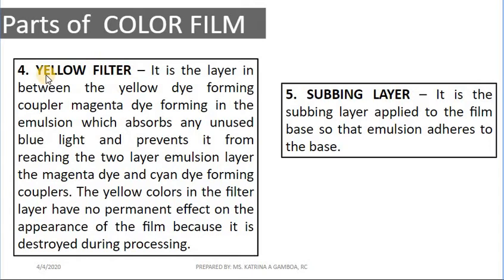Ayan na, meron na tayong yellow filter. It is the layer between the yellow dye-forming coupler and the magenta dye-forming emulsions, which absorbs any unused blue light and prevents it from reaching the two-layer emulsion layer, the magenta dye and the cyan dye-forming couplers. Ito yung pinaka gawa ni yellow filter. So, the yellow color in the filter layer has no permanent effect on the appearance of the film because it is destroyed during processing. Nawawala din yan.